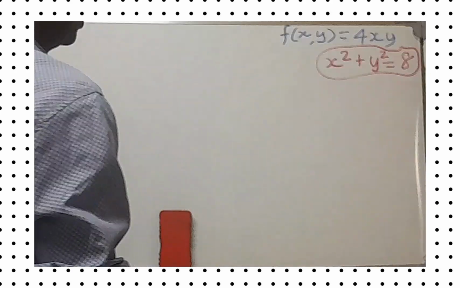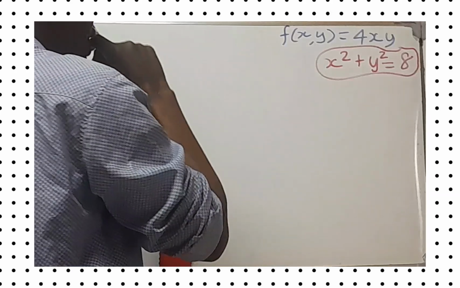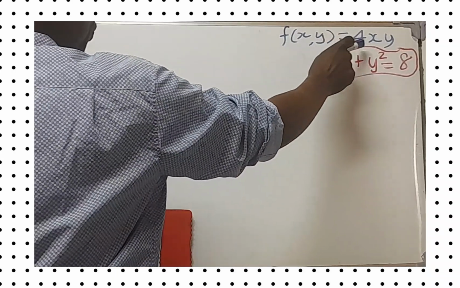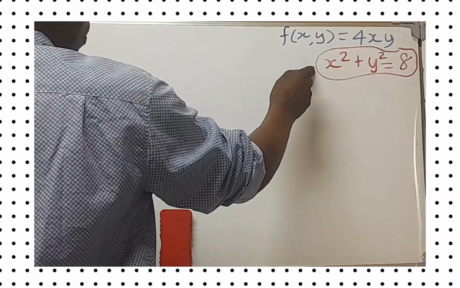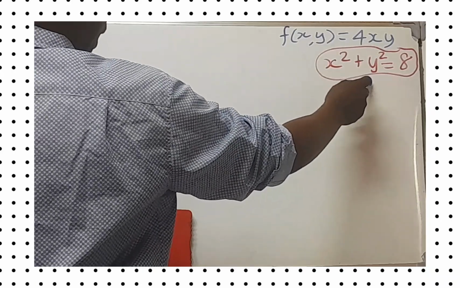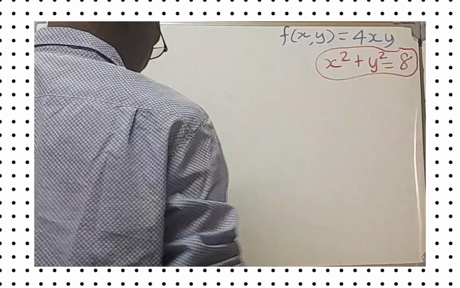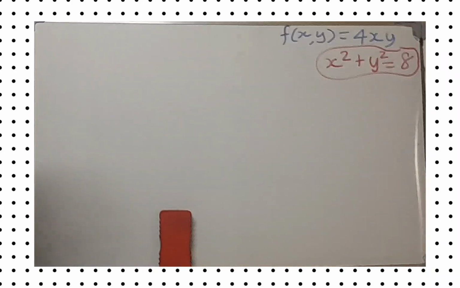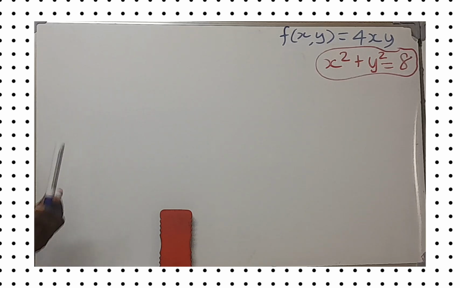Our assignment here is to find the minimum and maximum of f(x, y) = 4xy subject to the constraint x squared plus y squared is equal to 8. Now we are going to do this in this video step by step using the method of the Lagrangian multipliers.